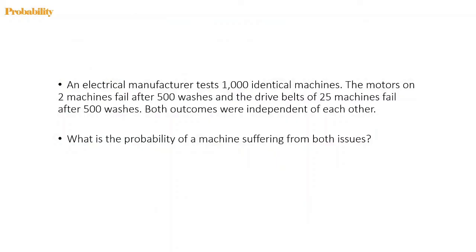So probability. Okay, so another worked example. An electrical manufacturer tests 1,000 identical machines. The motors on 2 machines fail after 500 washes, and the belt drives of 25 machines fail after 500 washes. Both outcomes were independent of each other, so they happen separately, and one doesn't cause the other. What is the probability of a machine suffering from both issues?